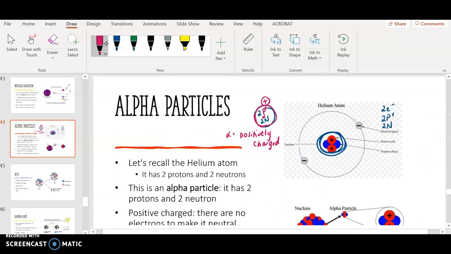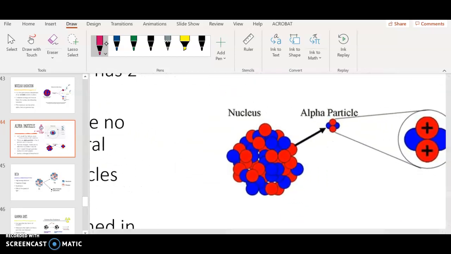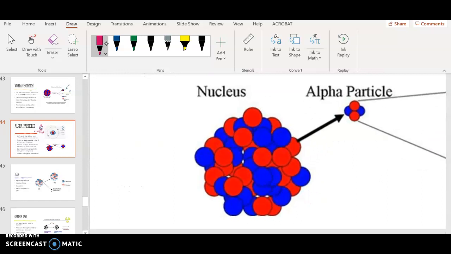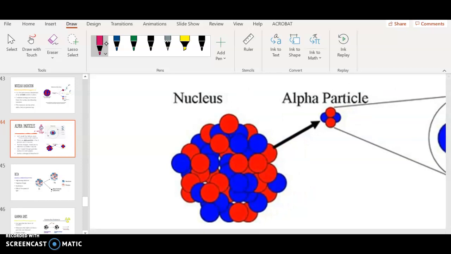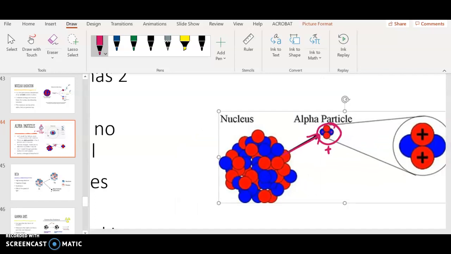charged. So what's happening is, let's say you've got this nucleus here. It's super unstable and it's about to break down. As it's breaking down, it releases an alpha particle. This alpha particle has 2 protons and 2 neutrons. Remember, because it has no electrons to balance it out, it is a positively charged particle that is being released.